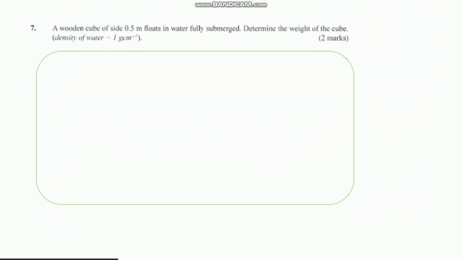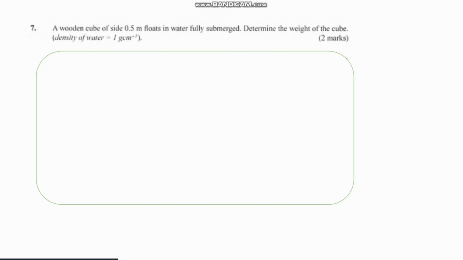The next question reads: a wooden cube of side 0.5 meters floats in water, fully submerged. Determine the weight of the cube given that the density of water is 1 gram per cubic centimeter. This one comes from Form 4 work under floating and sinking. Now the first thing we look at is that this cube measures 0.5 meters, meaning all the sides are equal, and a cube is such that all sides are equal.